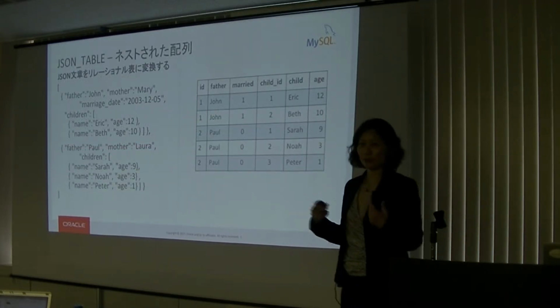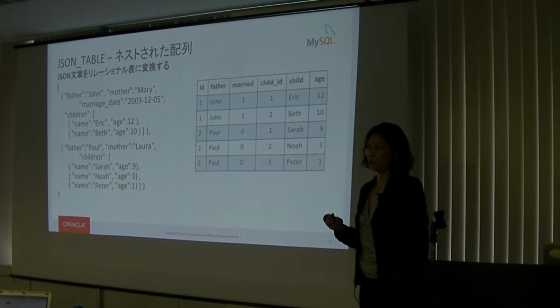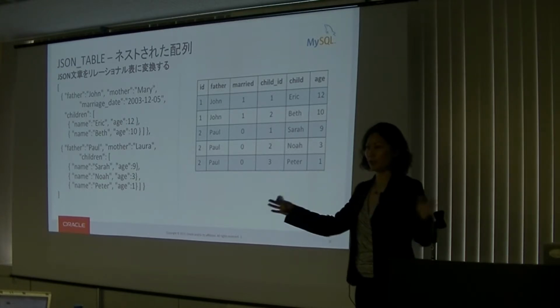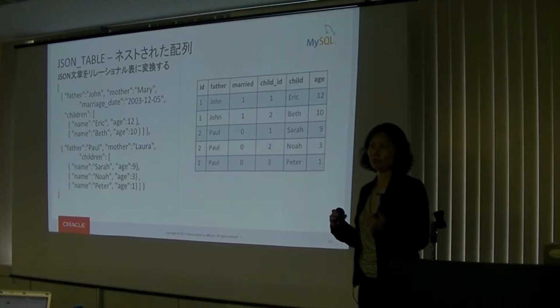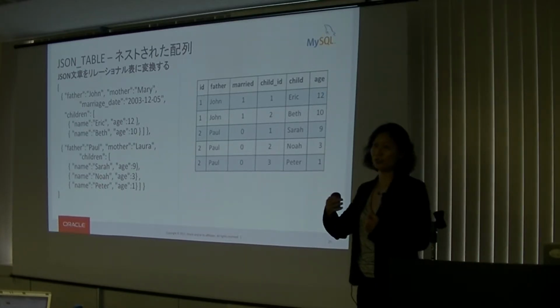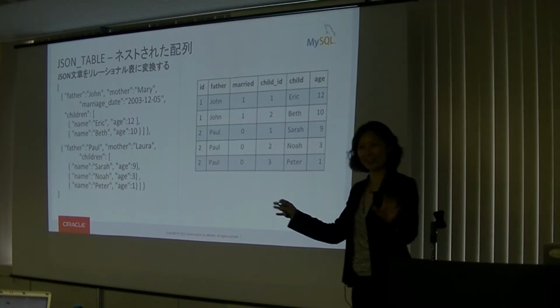Then you ask me, the example I showed you so far is easy because it's array, it's flat. JSON by nature means it can be a nested document. It could be arrays inside arrays. How do I do this flattening?